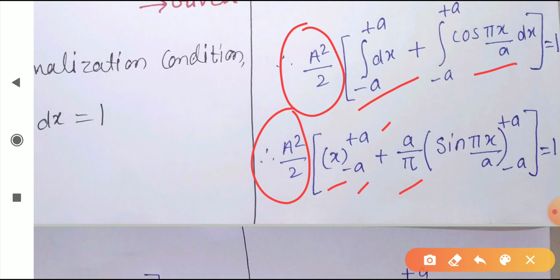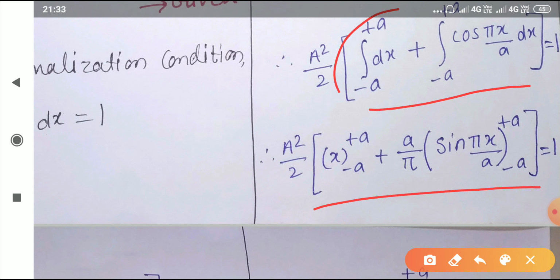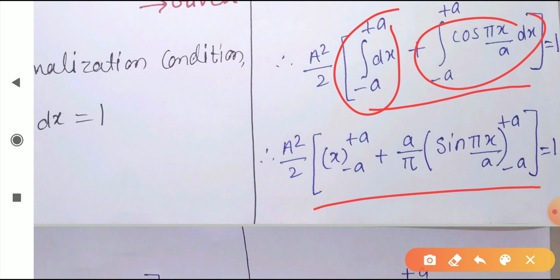And for cos(πx/a), when we find the integration of this, we will get (a/π) sin(πx/a). The limit is this, which is equal to 1. So basically this step we have got from this. That means if we find the integration of this and the second term, we'll get this term. Clear?